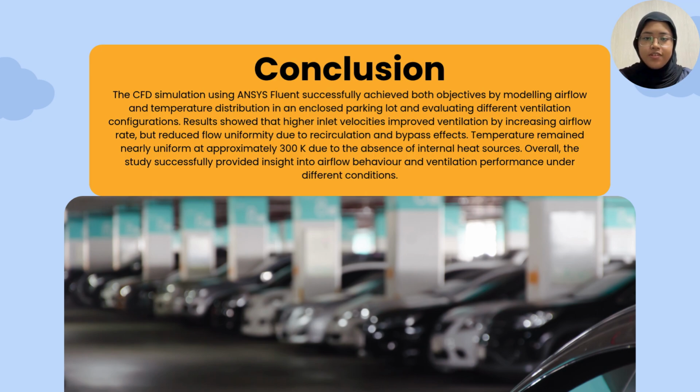In conclusion, the CFD simulation using ANSYS Fluent successfully achieved both objectives by modeling the airflow and temperature distribution in an enclosed parking lot and evaluating different ventilation configurations. The results showed that increasing inlet velocity improved airflow rate, but it reduced flow uniformity due to recirculation and bypass effects. The temperature remained nearly uniform at around 300 Kelvin because no internal heat sources were included. Overall, the study provides useful insight into airflow behavior and ventilation performance under different conditions.